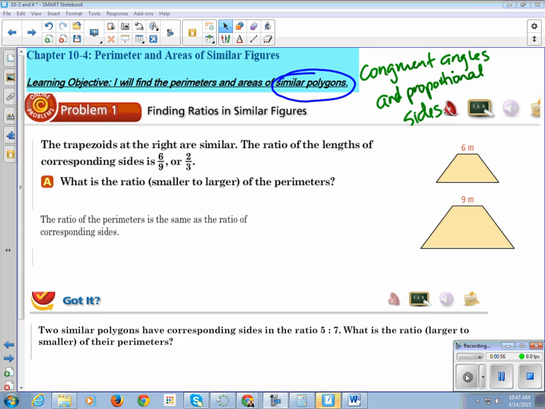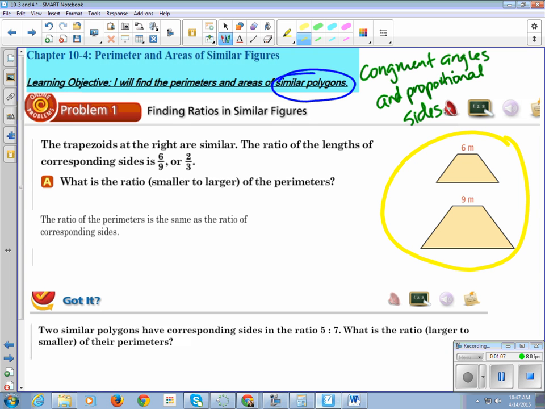All right, so let's look at the problem. Make sure you write down the picture. If I'm putting this in my notes, I would make sure I had the picture, and I would make sure that I had the ratio is 6/9, which is also equal to 2/3. I would also write the question, what is the ratio, smaller to larger, of the perimeters?